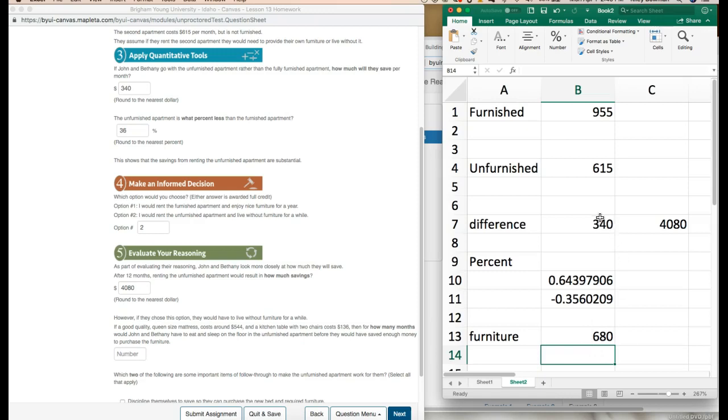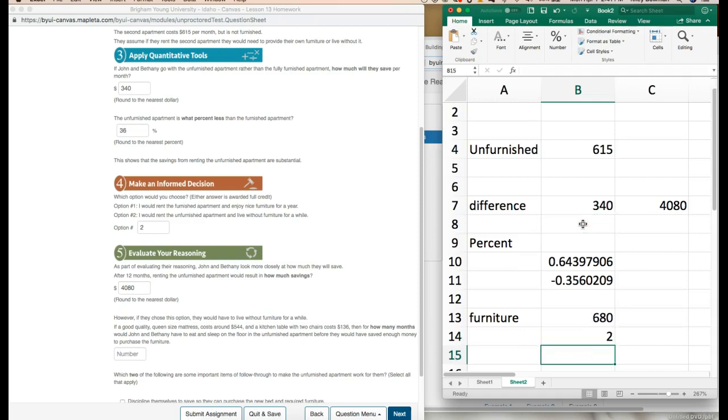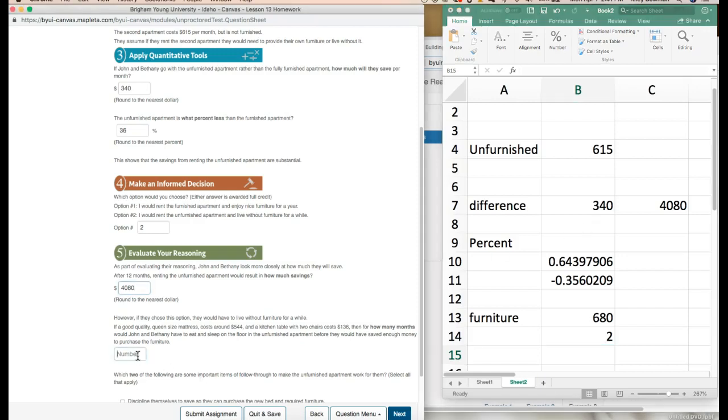and divide it by how much it would cost more every month in the other apartment, so we're going to do this equals this divided by this number, that'll tell me how many months it would take for that difference to balance out buying their separate furniture. And that shows me that in 2 months they will save enough to buy their own things.